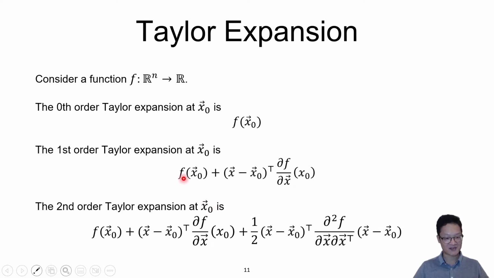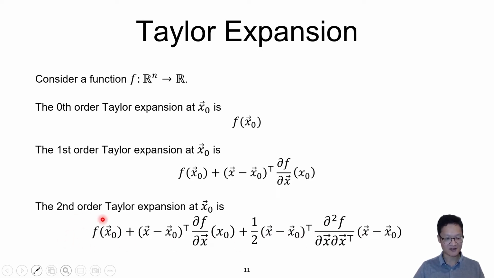The first order Taylor expansion looks very similar. We still have the previous constant part, and then plus x vector minus x naught vector transpose what's called the gradient of f. So this is the analog of the first derivative of f in the scalar case. And then the second order is going to be what we had above, plus 1/2 x minus x naught transpose, and then what's called the hessian of f, and then times x minus x naught.